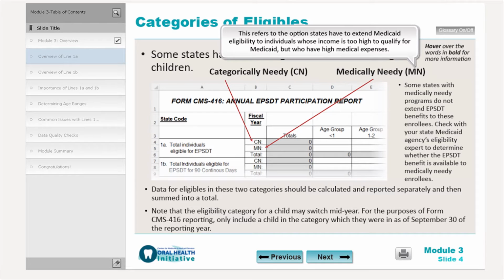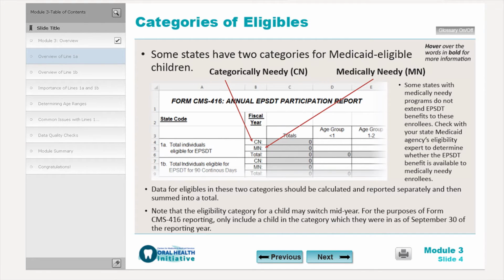Medically needy, represented as MN on the Form CMS-416, refers to the option states have to extend Medicaid eligibility to individuals whose income is too high to qualify for Medicaid, but who have high medical expenses. Some states with medically needy programs do not extend EPSDT benefits to these enrollees. You will need to check with your state Medicaid agency's eligibility expert to determine whether the EPSDT benefit is available to medically needy enrollees. Data for eligibles in these two categories should be calculated and reported separately. Those data will then be summed into a total.